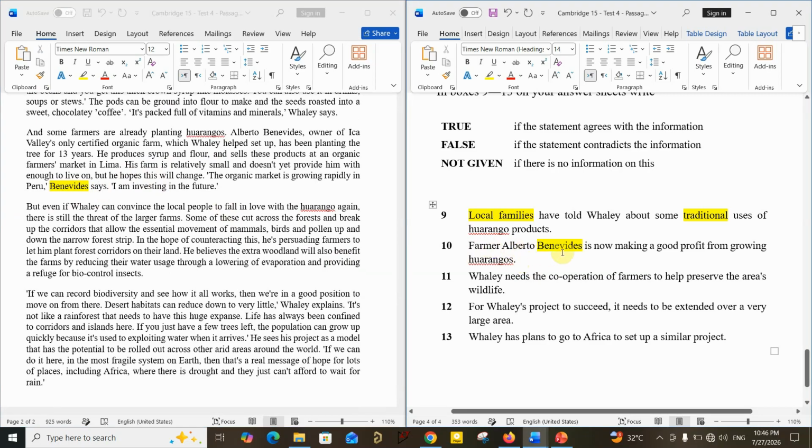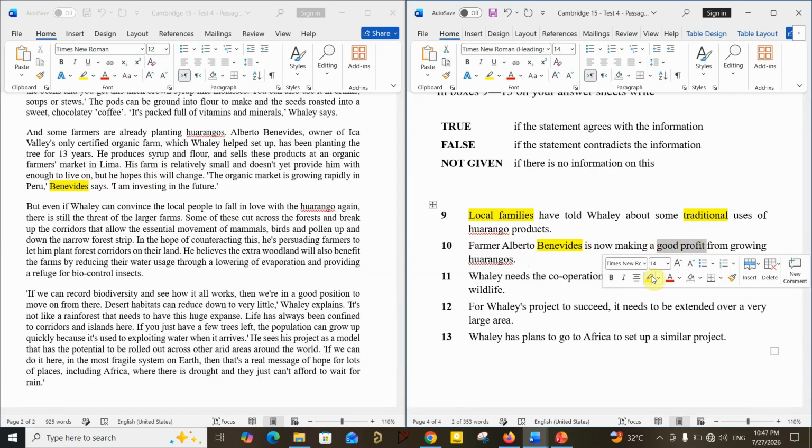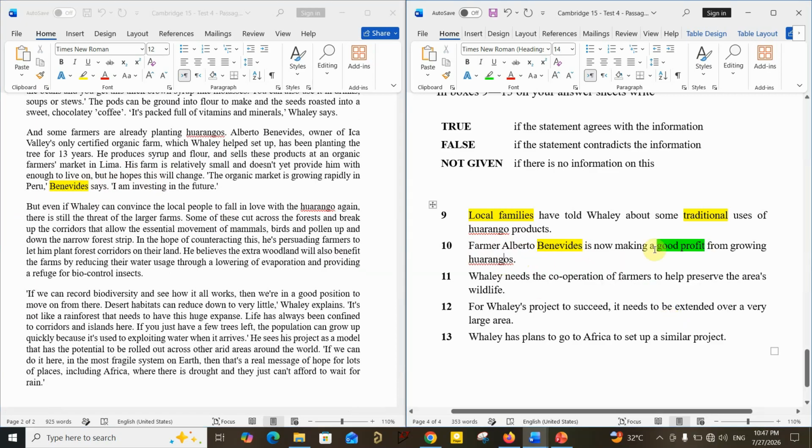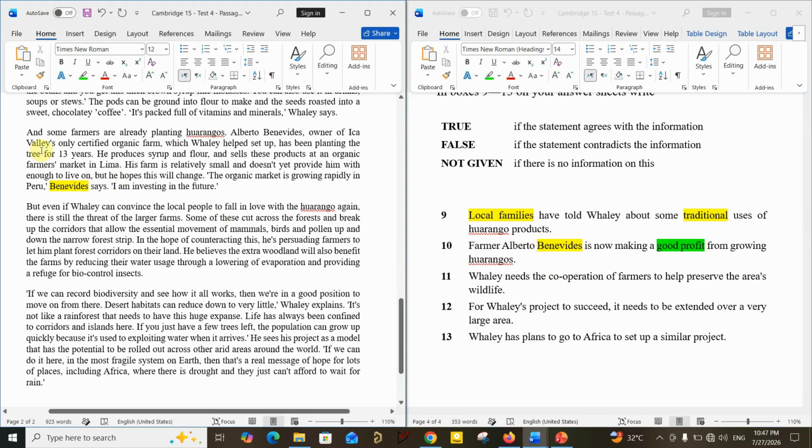Farmer Alberto Benefits is just for the location, is now making a good profit from growing harangos. Okay, and some farmers are already planting harangos. Alberto Benefits, owner of Ice Valley's only certified organic farm, which Valley helped set up, has been planting the tree for 13 years. He produces syrup and flour and sells these products at an organic farmers market in Lima. His farm is relatively small and doesn't yet provide him with enough to live on.